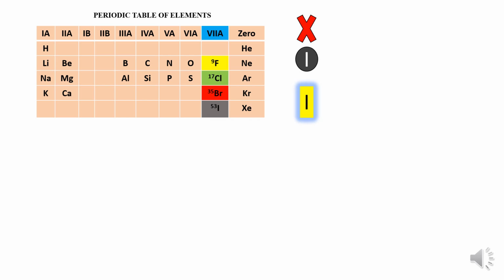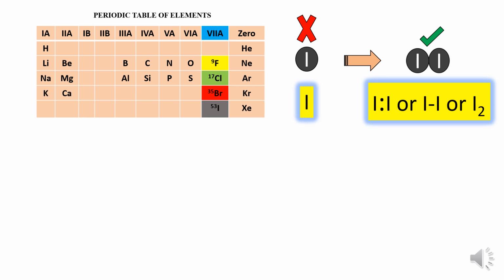Halogens do not exist in the elemental form, rather they exist as diatomic molecules by sharing the electron pair. Here I have highlighted the iodine molecule. In the iodine molecule, you can see that the two iodine atoms share the electron pair and as a result form a covalent bond.